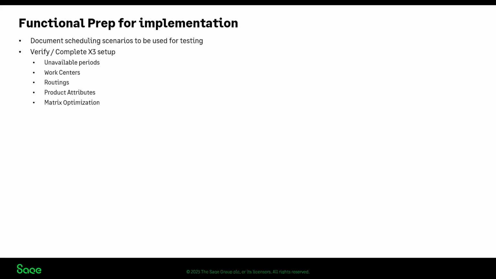So initially, within your scoping, you want to document the scheduling scenarios to be used for testing. From a setup within X3, we want to talk about unavailable periods, work centers, routings, product attributes, and the matrix optimization, and we'll just jump into those.